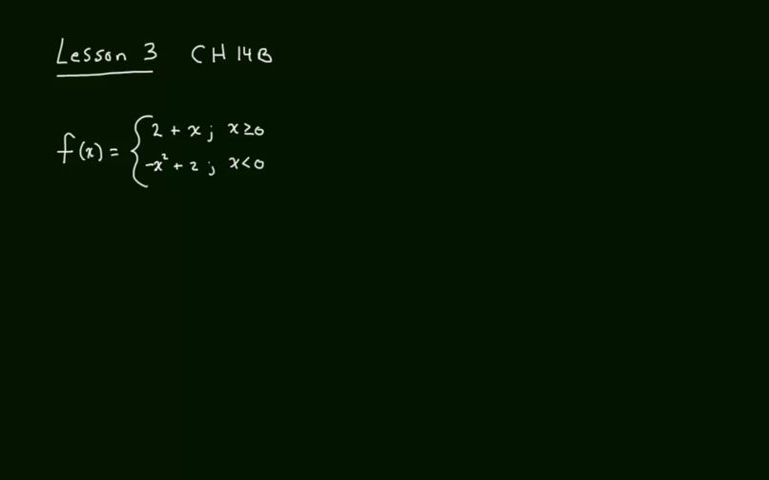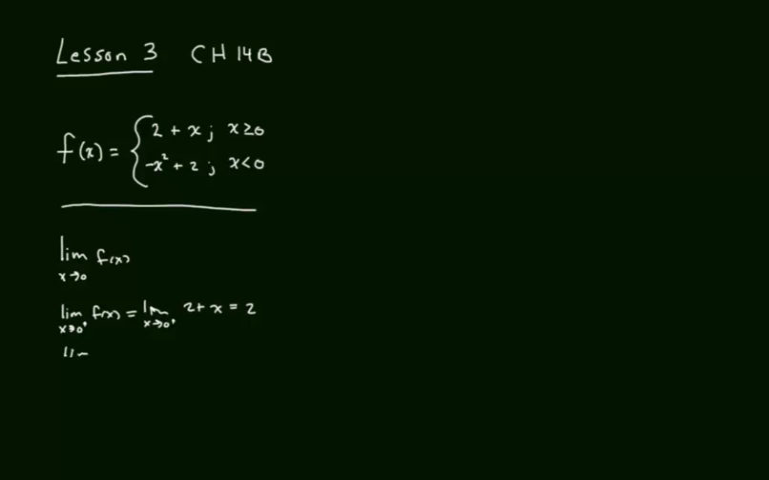Consider the function that we have here, described piecewise, and suppose we were trying to find the limit as x approaches 0 of f of x. Well, this is a piecewise function, so we have to look at two limits. The limit as x approaches 0 from the right of f of x, which is the limit as x approaches 0 from the right of 2 plus x, which equals 2.